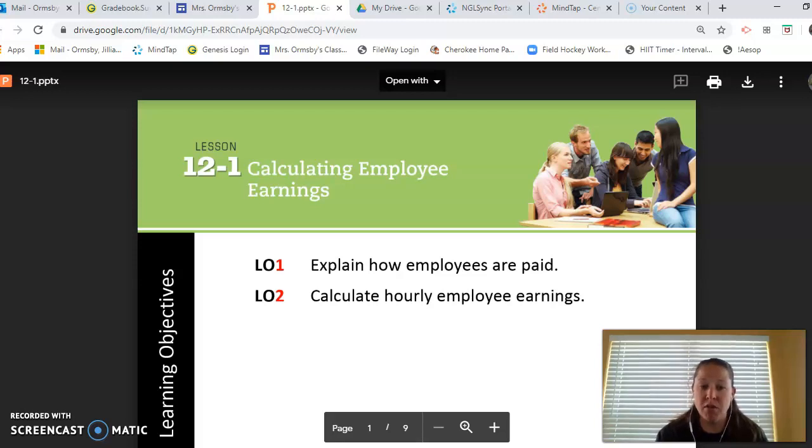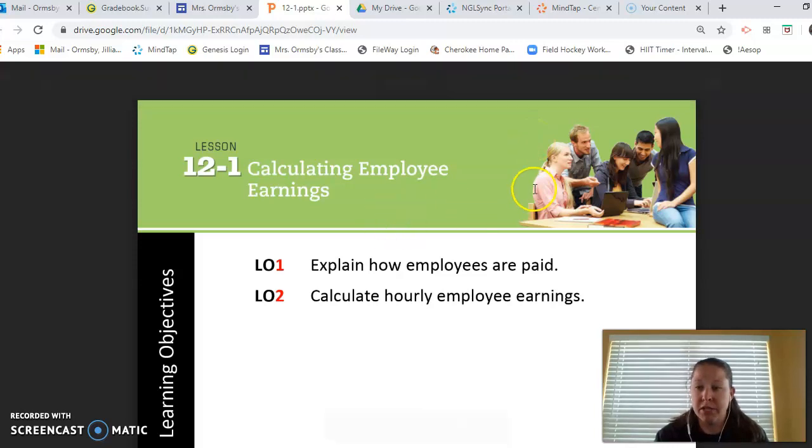Now, Chapter 12.1 is on calculating employee earnings. I hope you took the time to go through the PowerPoint and take down all the notes regarding the different terms that are associated with paying your employees and calculating how much they are going to earn during each time period. And that's what this work together is all about today.